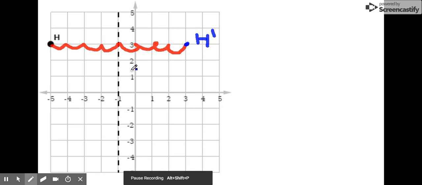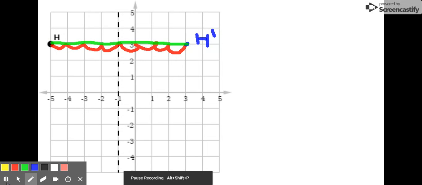So when you're reflecting over a vertical line or a horizontal line, it really is as easy as just counting that distance. And the reason why that works is because the axis of symmetry is the perpendicular bisector of the line segment joining the pre-image to the image. So perpendicular lines have opposite reciprocal slopes. They intersect at 90 degrees. And anytime you have a vertical and horizontal line, they're going to cross at 90 degrees. So we got that part taken care of.